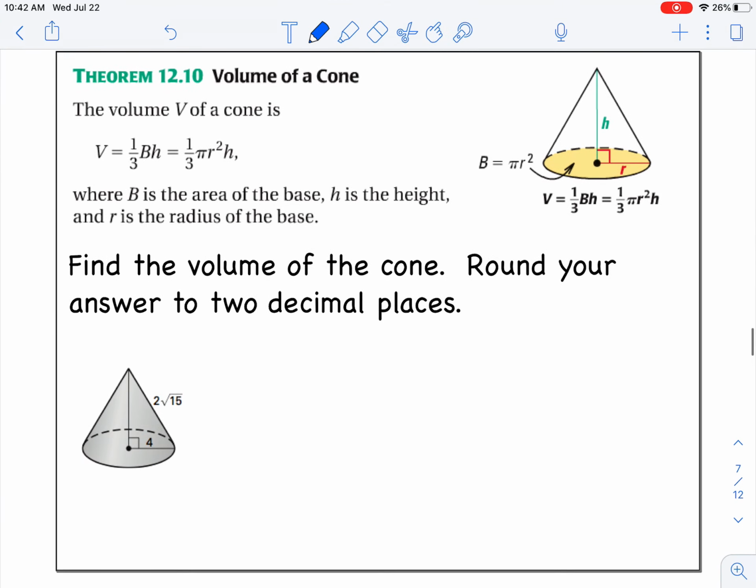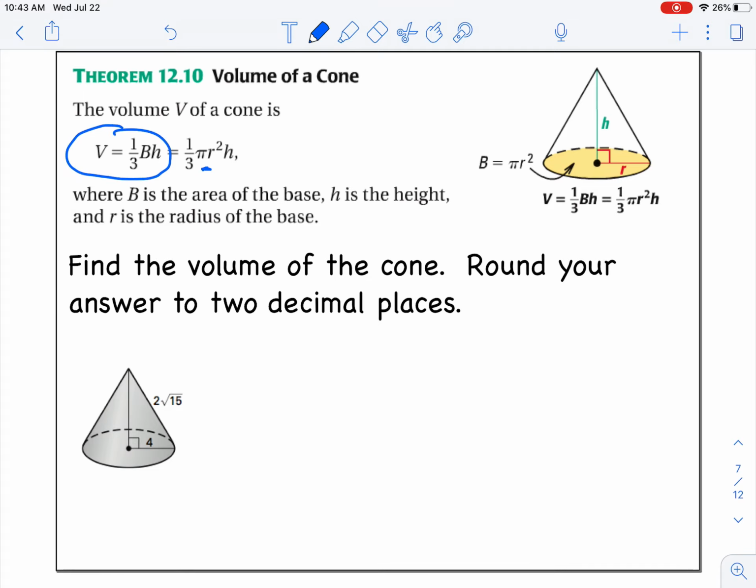All right, volumes of cones, okay? Very similar, pyramids and cones. So it's still the same formula, 1/3 the area of the base times the height. It's just that your base shape doesn't change. It'll always be a circle, so you can put in pi r squared every single time.